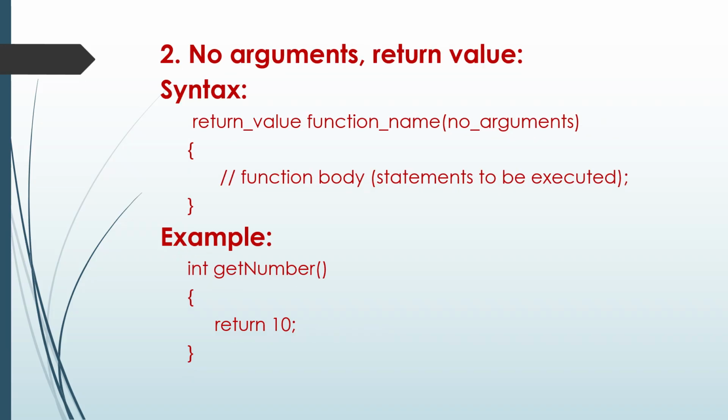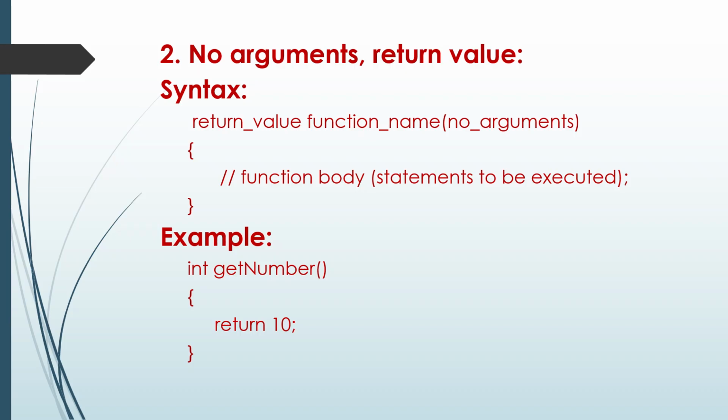Second one, no arguments with return value. Here we have no arguments, so we use void here. With return value means we are using a return type here, so you can use either int, char, float, anything, then the function name and no arguments. No argument means the parameters are empty. Then we have the body of the function.